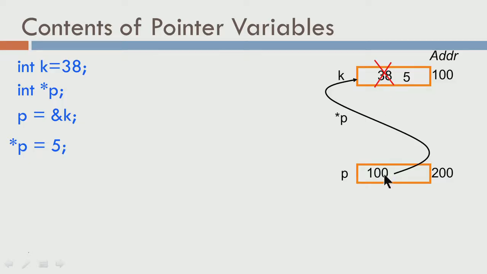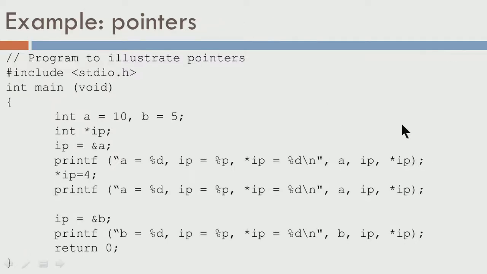So, the pointer is still pointing to the location at which k is available. At this point, if you go and print k, it will actually have the value 5 and not 38, because k is at address 100 and you use p to manipulate the value at address 100. I have a small program here which shows this in more detail.